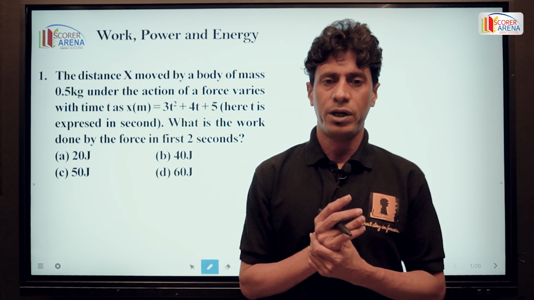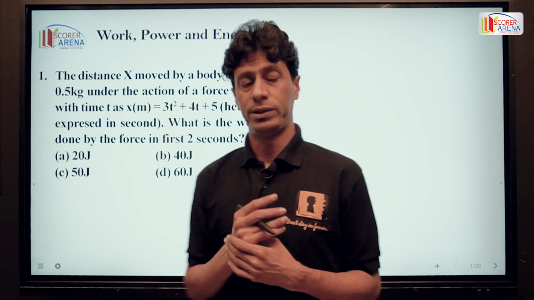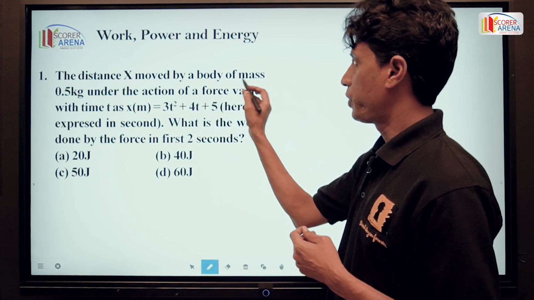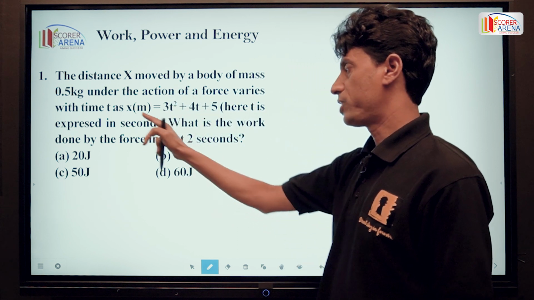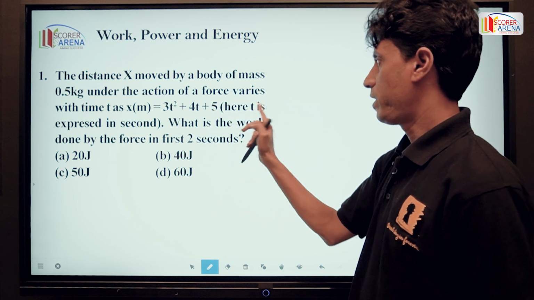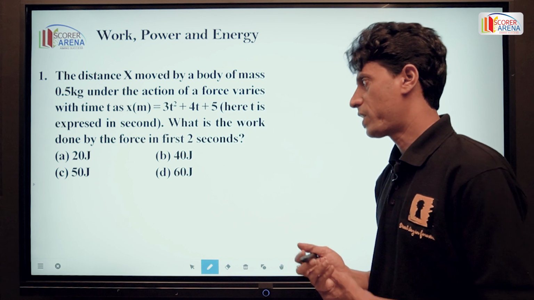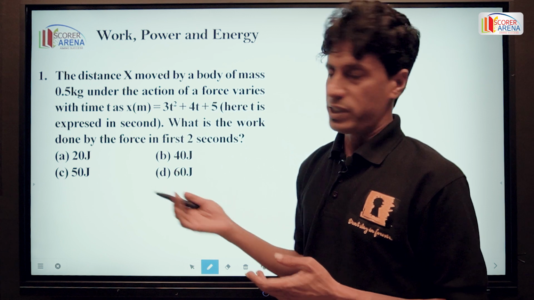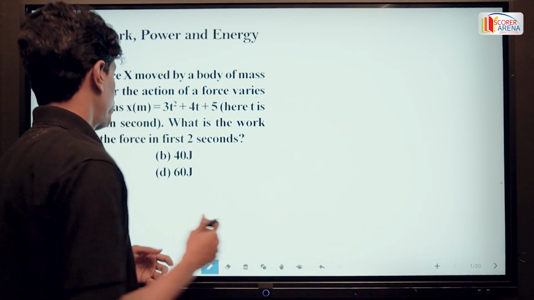Let us now proceed with the first problem of this journey over here on the board. The distance x moved by a body of mass 0.5 kg under the action of a force varies with time t as x = 3t² + 4t + 5. Here t is expressed in seconds. What is the work done by the force in the first 2 seconds? Option A is 20 joule, option B is 40 joule, option C is 50 joule, and option D is 60 joule.